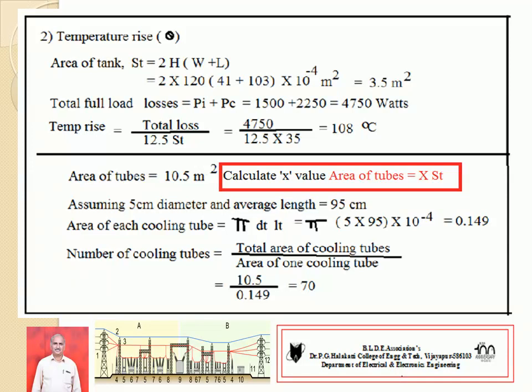Then again you assume the diameter of tube 5 centimeter, average length 95 centimeter. Here we have taken 95 centimeter, or you can take 1 meter, no problem. As per your assumption the number of tubes may vary, but there is no big difference. You calculate the area of one cooling tube, pi dt LT, that is 0.149 meter square. Then number of cooling tubes equals total area of cooling tubes divided by area of one cooling tube. We are going to get 70.